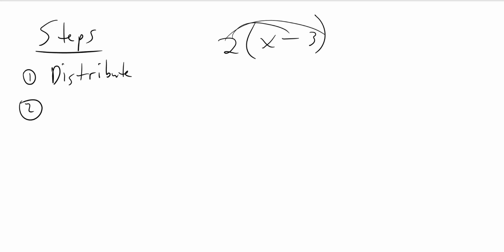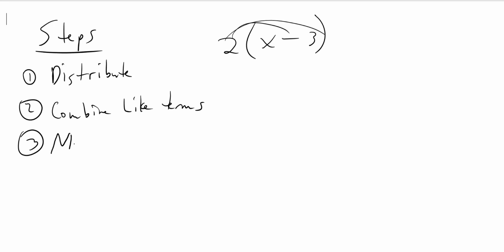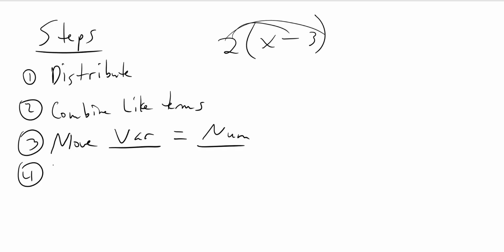The second thing you're going to do, once it is distributed, is combine like terms. So we combine all the x's together on the left side, and then you combine them all on the right side. The third step is move, and again, we talked about this before: move variables to the left side and the numbers to the right side. The fourth step is adding and subtracting, because this moving is adding and subtracting.